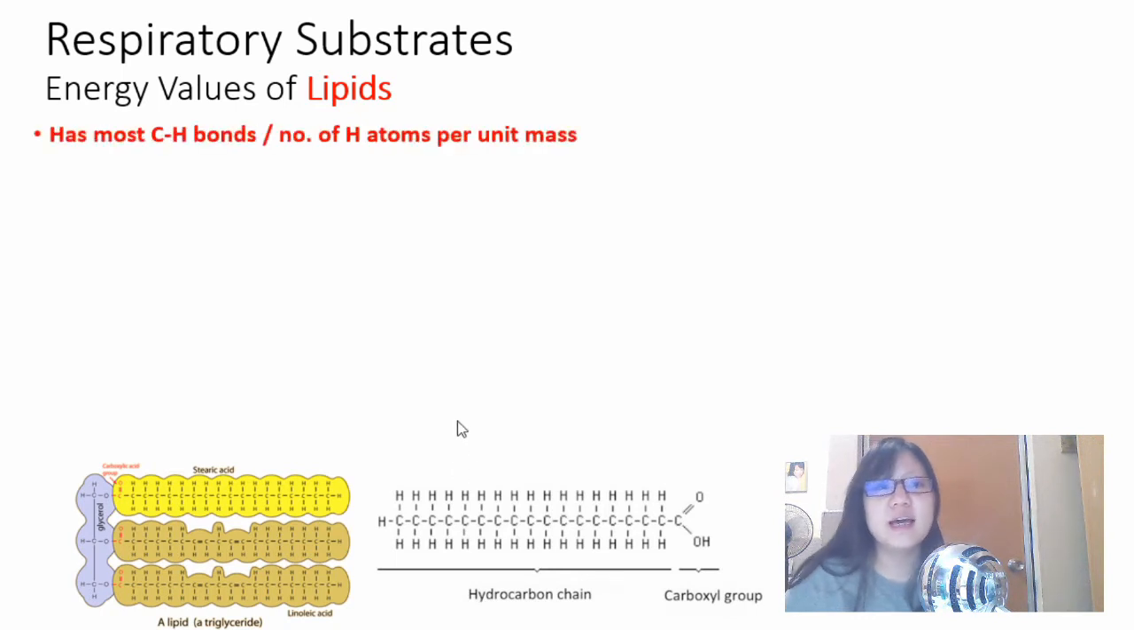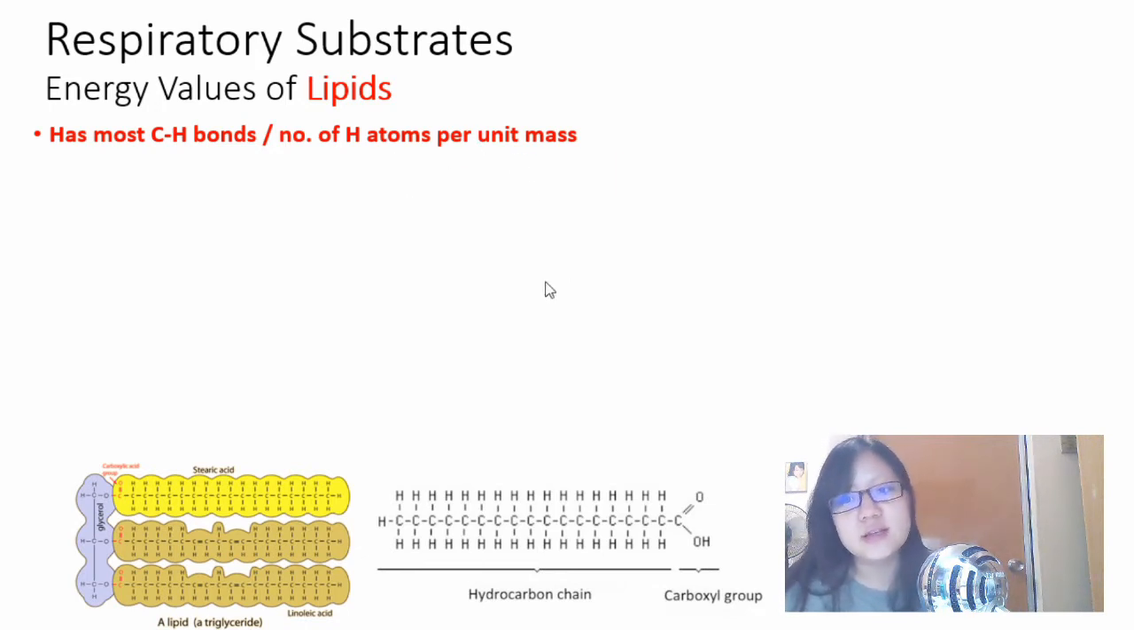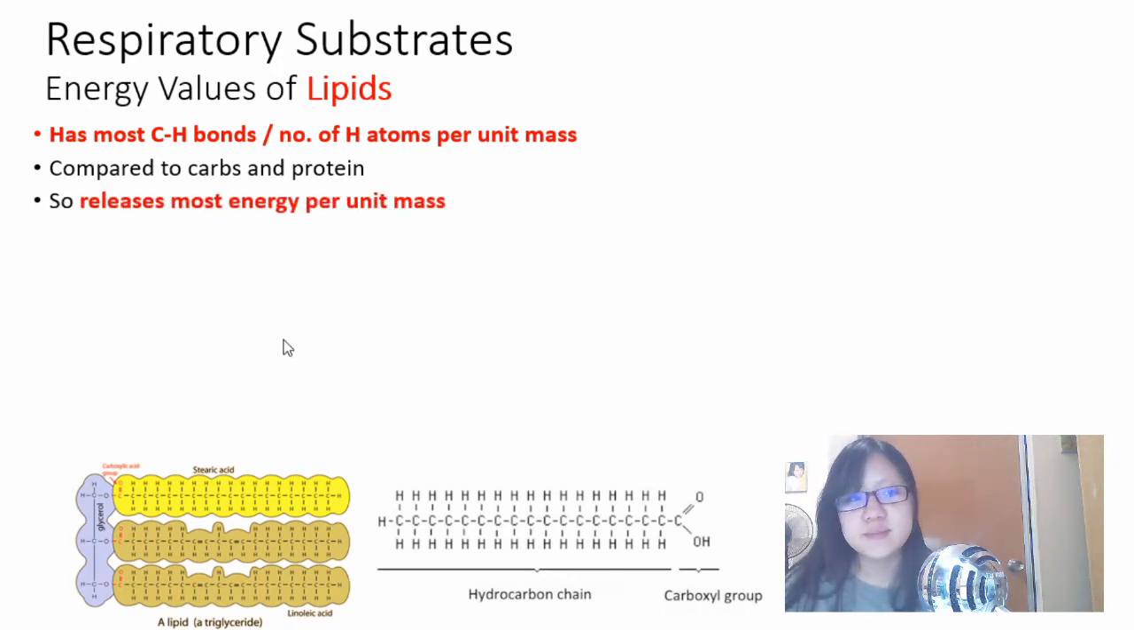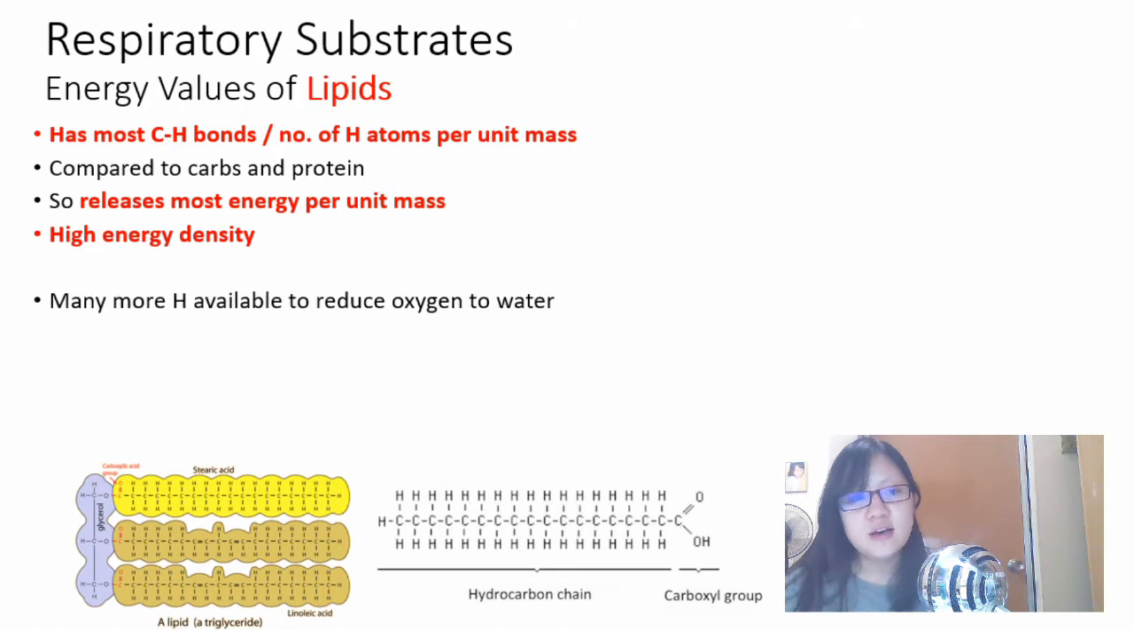So lipids have the most carbon-hydrogen bonds per unit mass, or number of hydrogen atoms per unit mass. The per unit mass is quite important. Most compared to carbs and protein, so it wins. It releases the most energy per unit mass, and we say that it has a very high energy density.